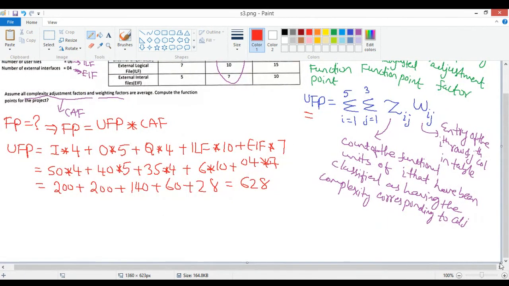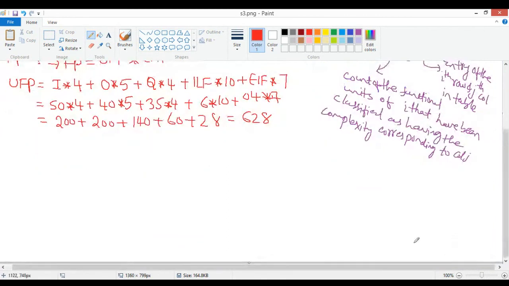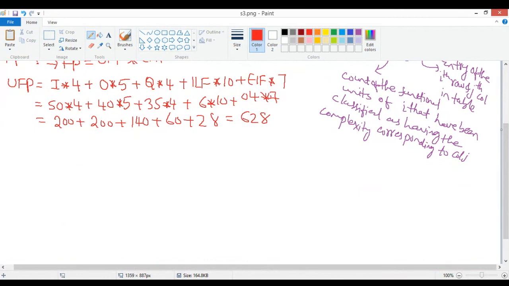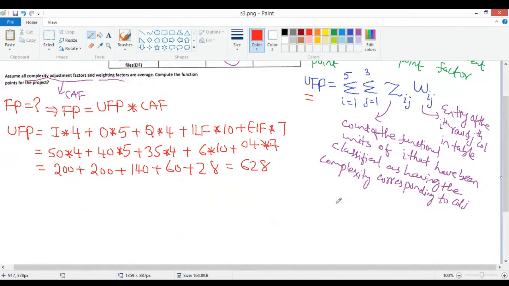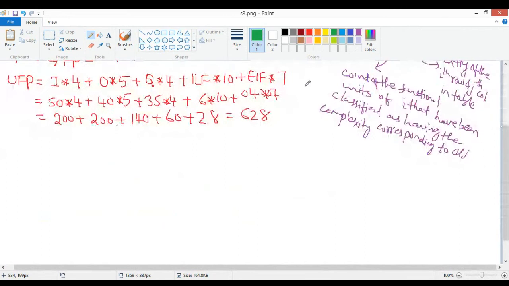628. So this is not over because we have only found half of it. Still there are some more things we need to find out. So FP is found. Now we have to find out UFP, unadjusted function point. UFP is nothing but, I think I have already written unadjusted function point. So now we will find out the complexity adjustment factor.